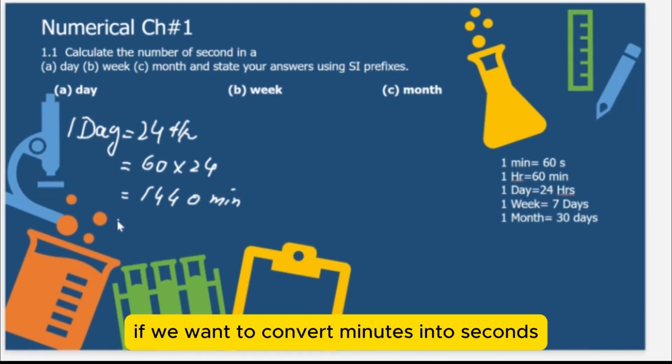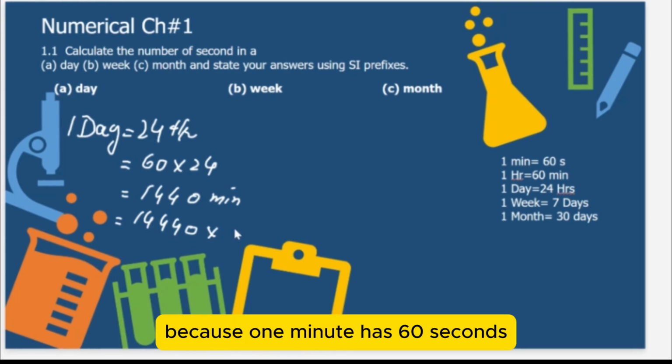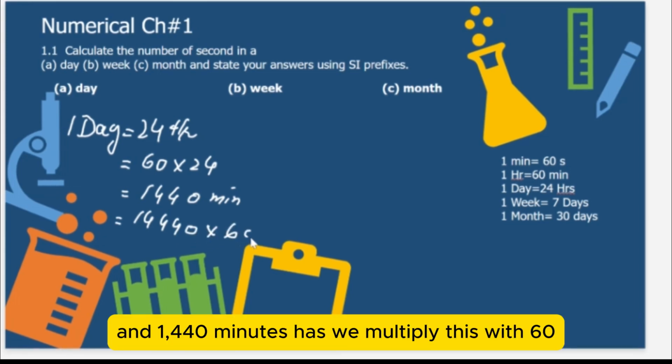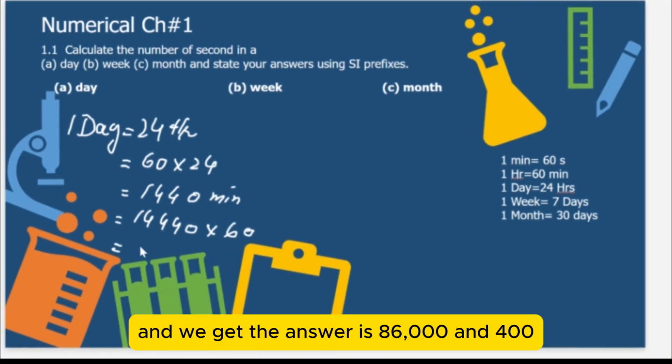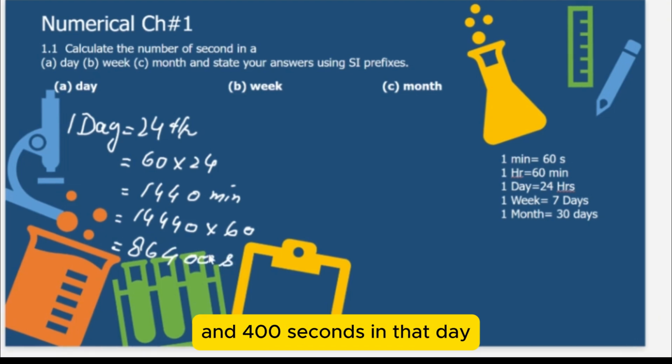If we want to convert minutes into seconds, then we will have to multiply 1440 with 60, because 1 minute has 60 seconds. We multiply this with 60 and we get the answer 86,400. It means that there are 86,400 seconds in a day.